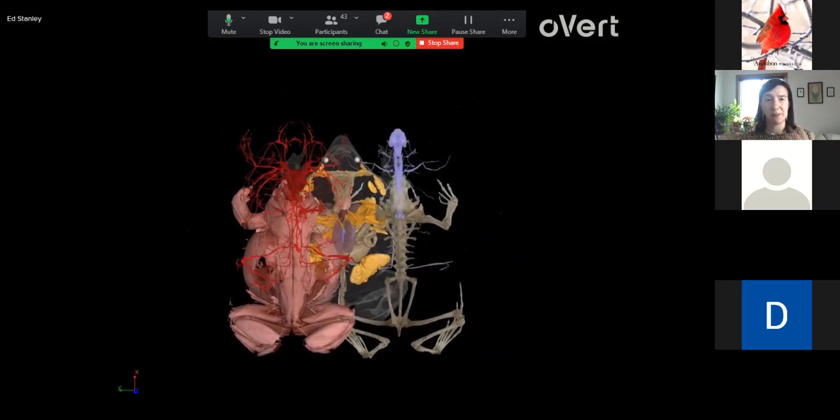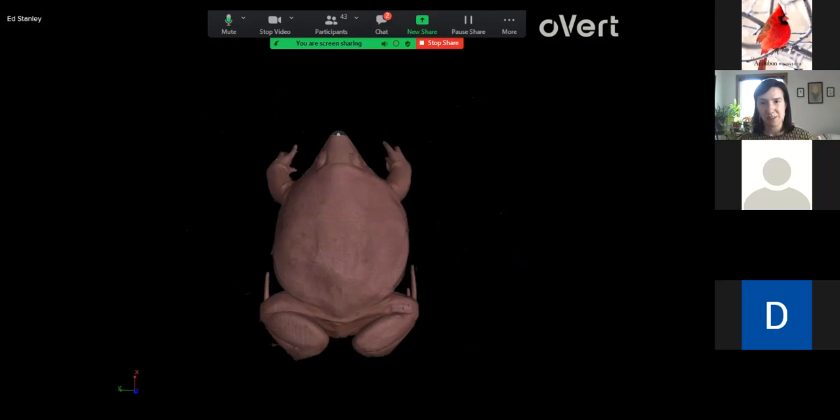It becomes a really powerful tool for teaching anatomy, especially when we have to do things virtually, as we've had to do during COVID. So this is another one of the really exciting ways, I think, that digitized museum specimens are being used.